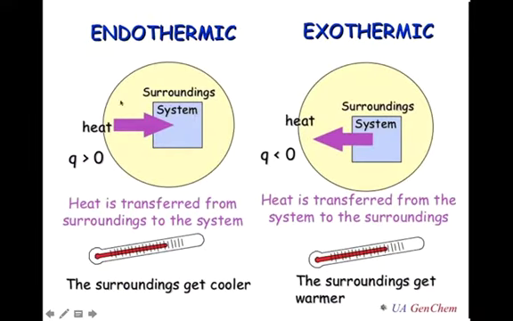So endothermic, heat gets sucked out of the surroundings into the system. The system just means the actual molecules that we're talking about. And Q is heat. So heat, or the Q value you'll learn to calculate later, is greater than 0. Don't worry about those right now. Basically, energy gets sucked out of the surroundings and goes into the system.